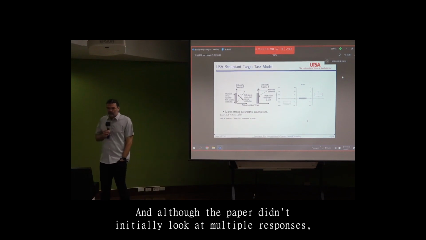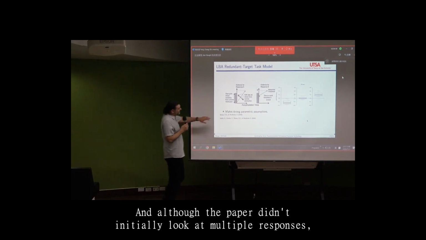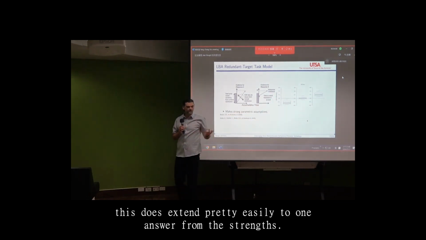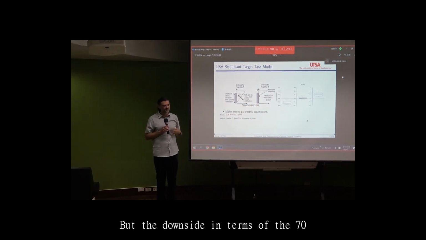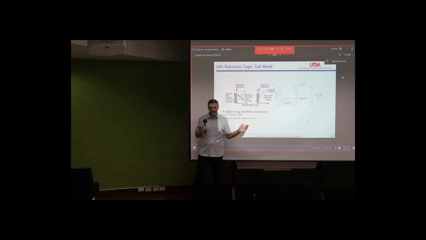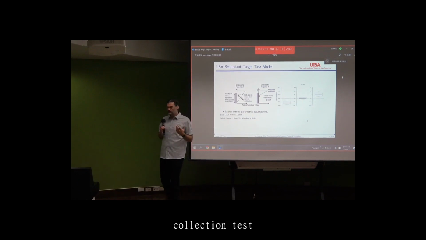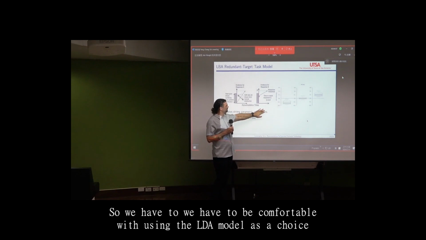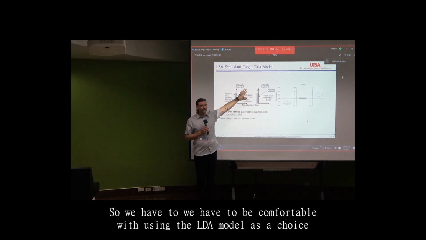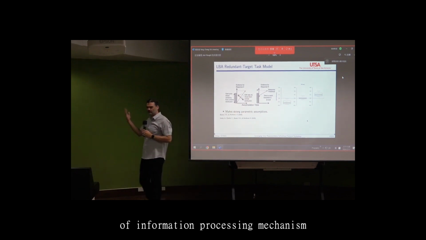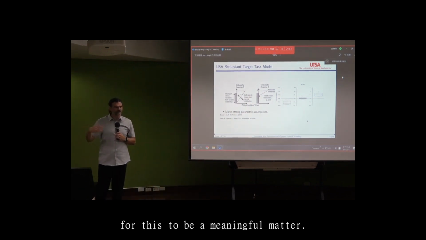So this is strong, and although the paper didn't initially look at multiple responses, this does extend pretty easily to more than one response. That's one of the strengths of LBA, that it's very flexible in that way. The downside in terms of the SFT collection of tests is that it does make pretty strong parametric assumptions. So we have to be comfortable with using the LBA model as our choice of information processing mechanism for this to be a meaningful metric.